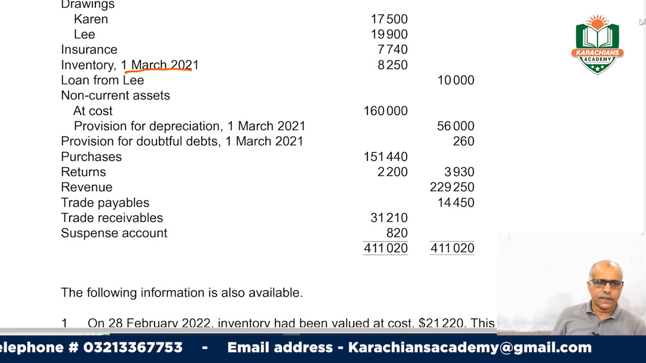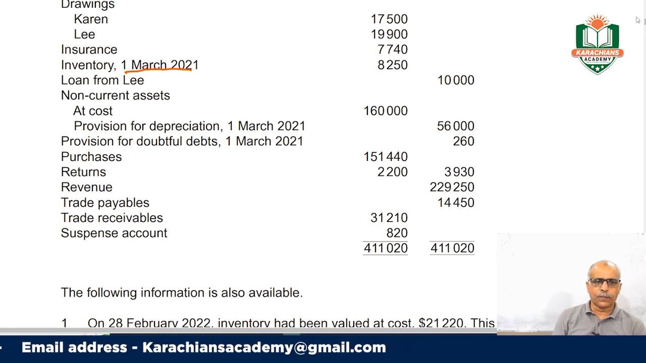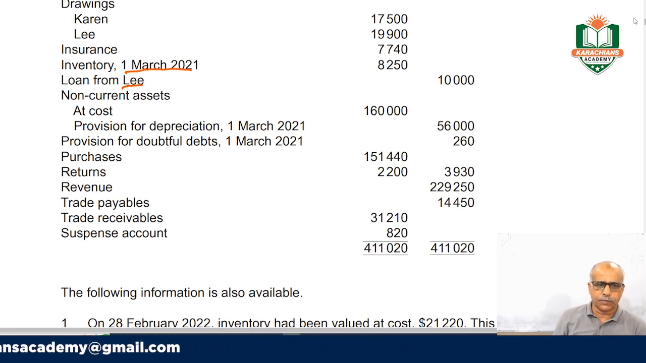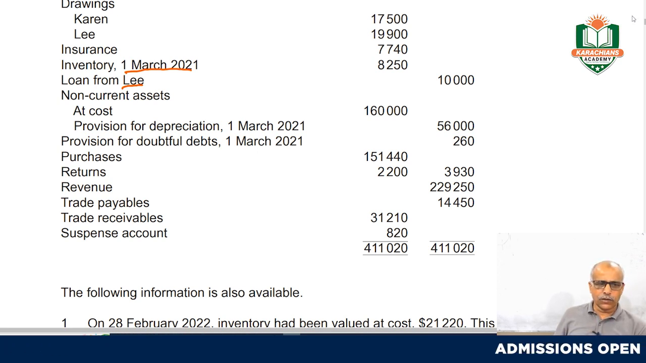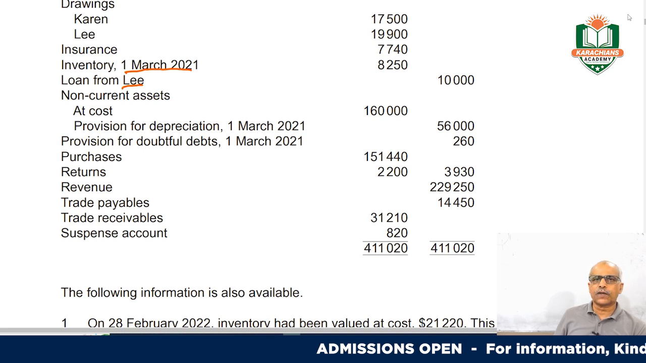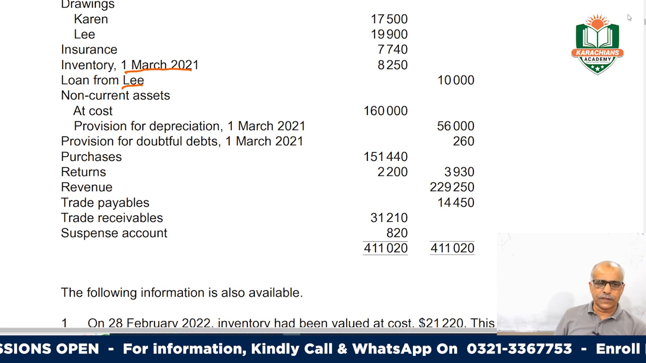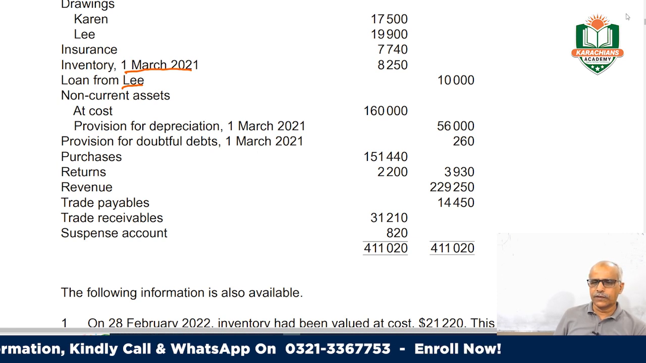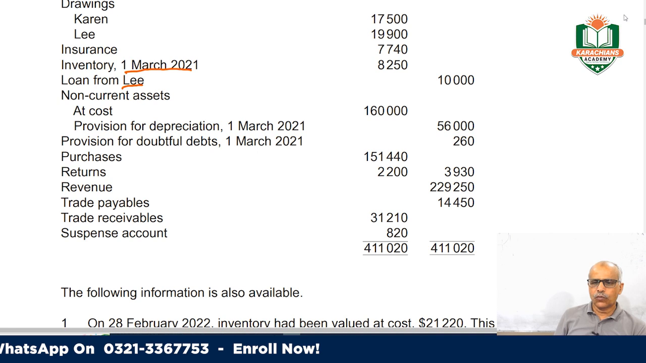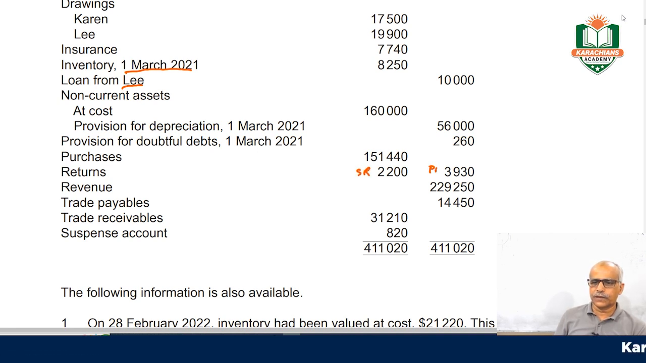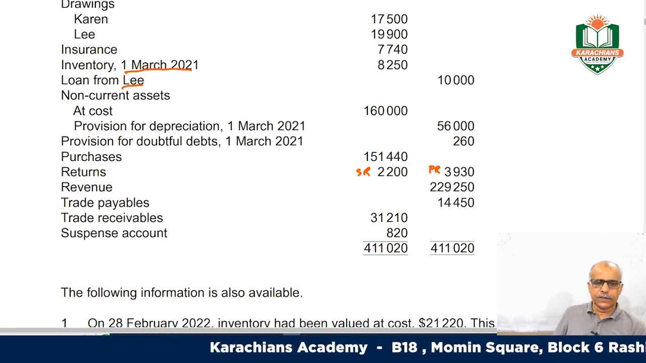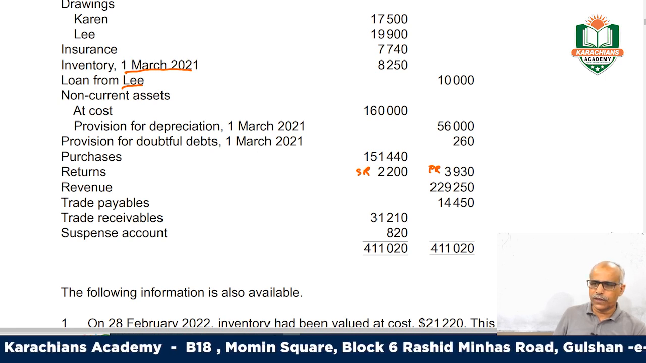Opening inventory is given at 8,250, right? Loan from Lee. So one of the partners has given a loan to the partnership, right? This is 10,000. Non-current assets at cost and provision for depreciation are given, then provision for doubtful debts. Purchases and returns: he has given you both debit and credit, meaning one is your sales return and the other is your purchase return, right? Then revenue, trade payables, trade receivables, suspense account. Okay, move on.